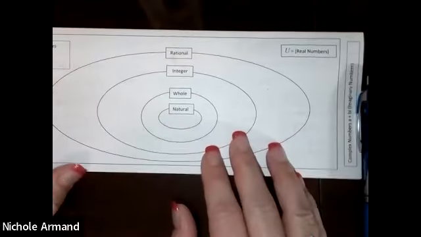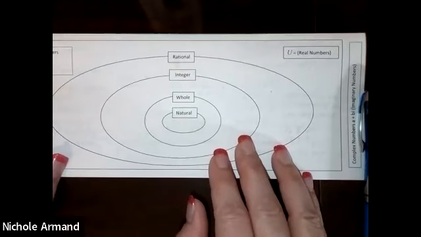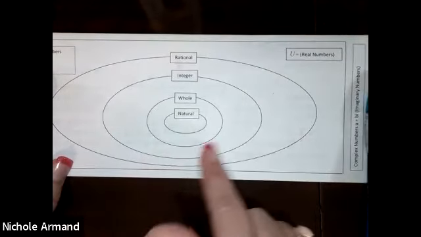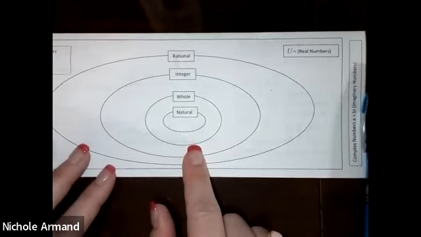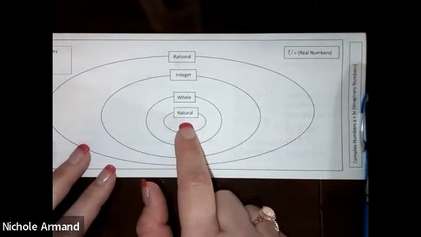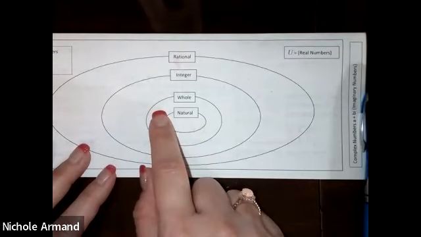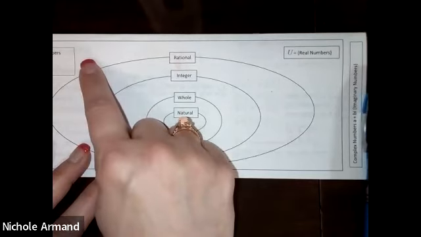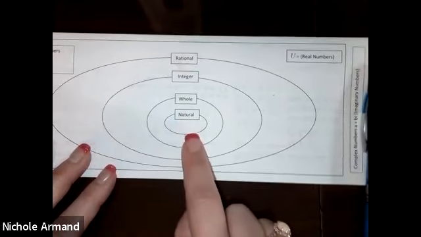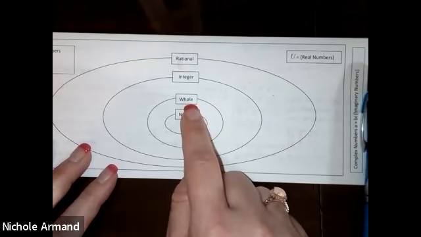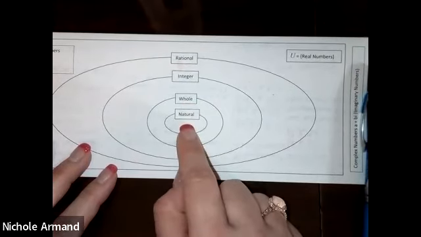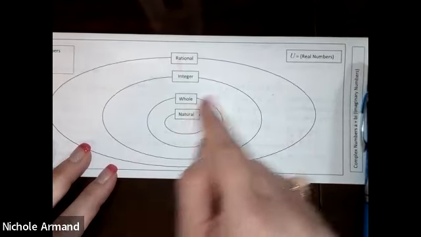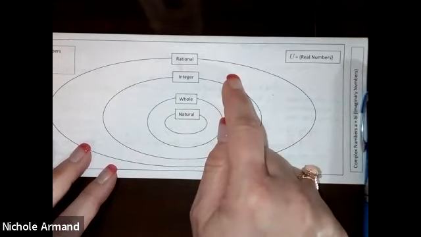And then notice that we have some sets, and notice that they are all nested inside each other. That means that any number that is a natural number is also a whole number, is also an integer, is also rational, is also real. So the natural numbers are a subset of the whole numbers. The natural numbers are a subset of the integers. The whole numbers are a subset of the rational numbers.